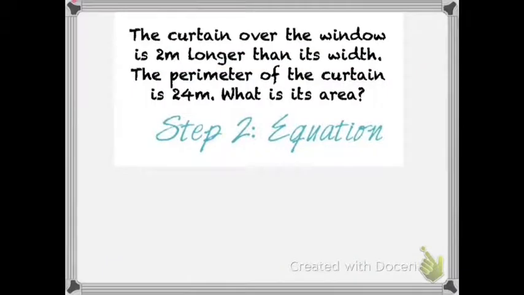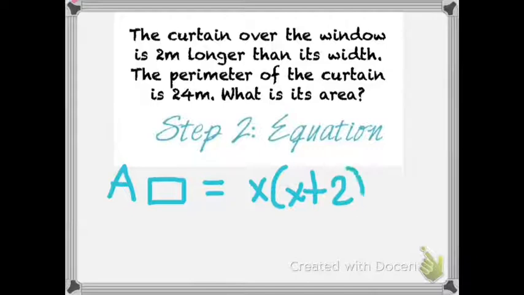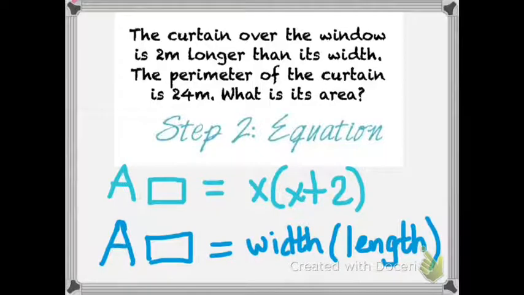Now, second part of the solution, we're going to look for the equation. I'm going to write it as area of the curtain, represented as a rectangle, is equal to x times x plus 2. I can prove this because the equation for area is width times length. The width is x and the length is x plus 2, which means A equals x times x plus 2, as I mentioned a while ago.